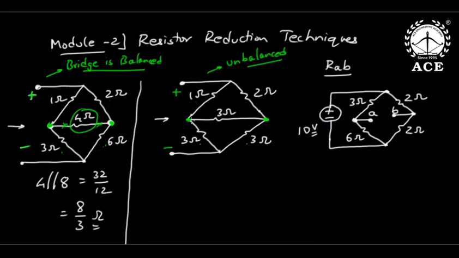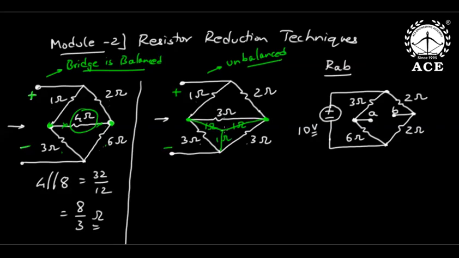In a balanced bridge, these 2 points are at the same potential, current cannot flow, so I can neglect 4 ohms. But in an unbalanced bridge, a potential difference exists between these 2 points, so current will flow through 3 ohms also. In that case, it is better to do only star to delta or delta to star. I will pick any one of the deltas and convert it into star. Delta is easy, because all are 3 ohms. If I convert this 3 ohm delta into star, the equivalent resistances become 1 ohm, 1 ohm, and 1 ohm.